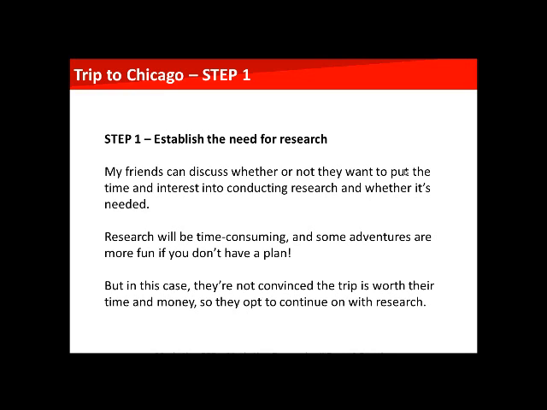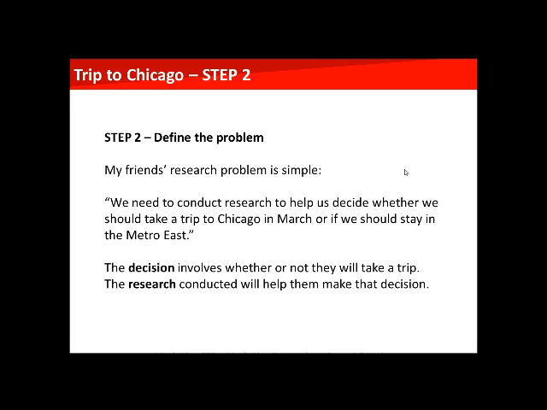Step 1 is they need to establish the need for research. My friends can discuss whether or not they want to put the time and interest into conducting research and whether it's needed. Research is going to be time-consuming, and some adventures, honestly, are more fun if you don't have a plan. But in this case, they're not convinced that the trip is worth their time and money, so they opt to continue on with research so that they can determine whether or not the trip is going to be worth their time and money. So they have a need for research. That means that they can move on to step 2.